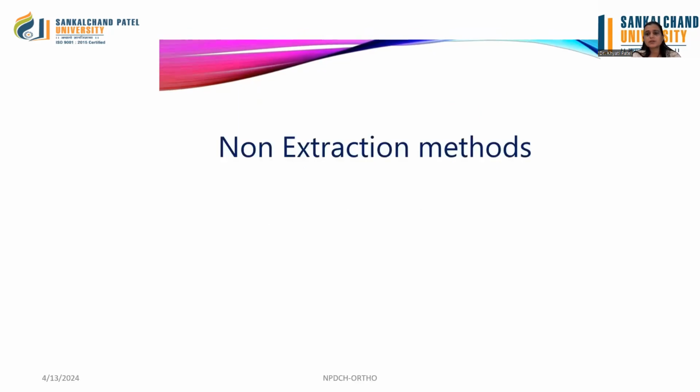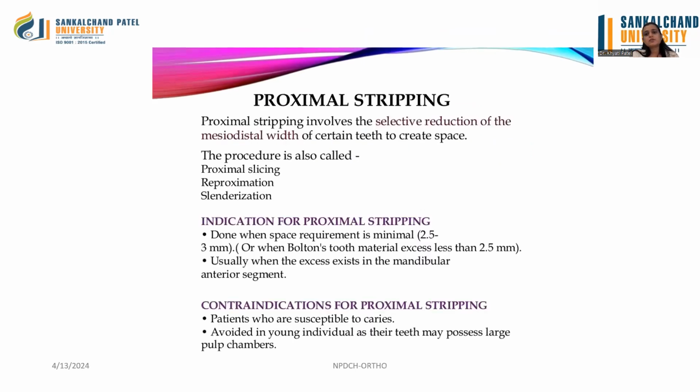So which are the non-extraction methods which we generally encounter while treating the orthodontic patient? The first one is the proximal stripping, which involves a selective reduction of the mesiodistal width of certain teeth. But it depends on different types of tooth anatomy, and also on different types of cases. Another name of this technique is proximal slicing, reproximation or slenderization.